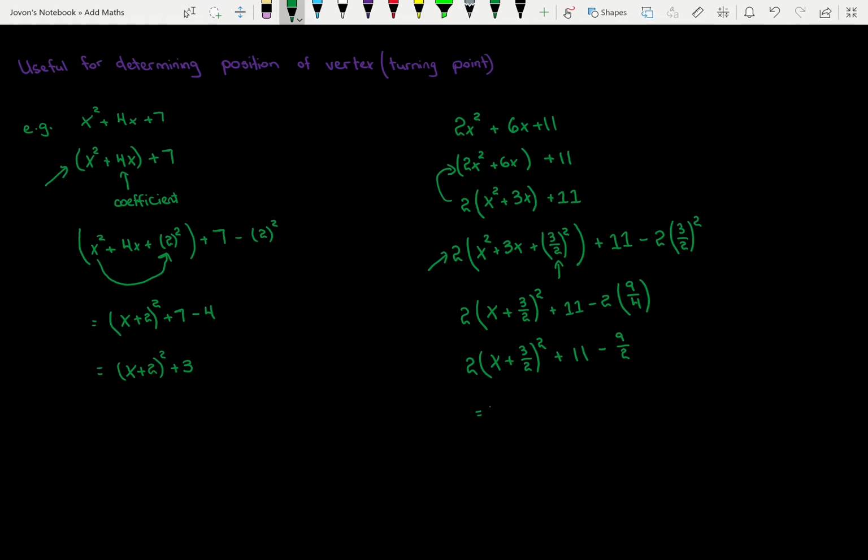This would be equal to 2 times x plus 3 over 2, okay, squared. And 11 times 2 is 22. 22 minus 9. What is 22 minus 9? 13 over 2. Okay, and this is the result when you complete the square.